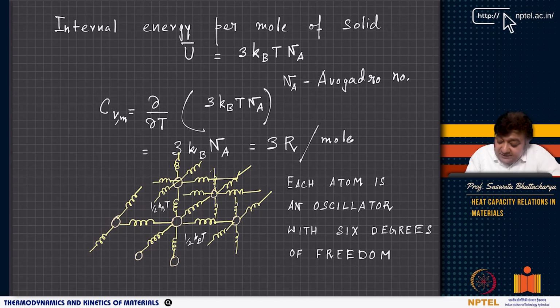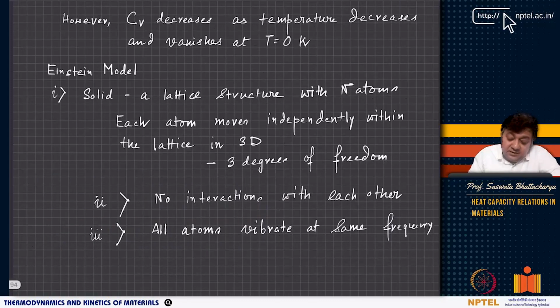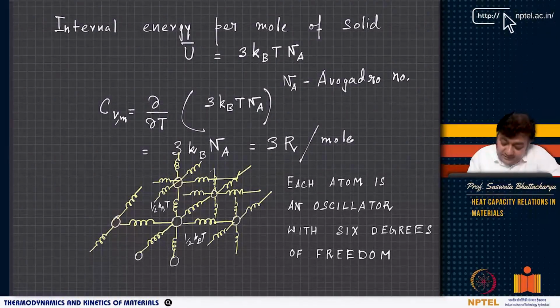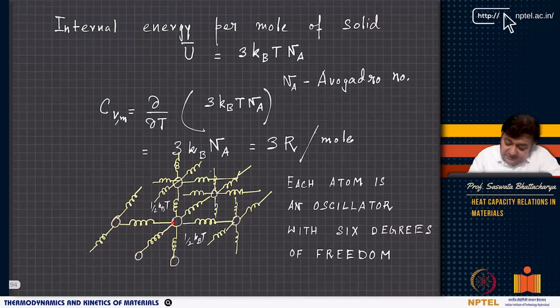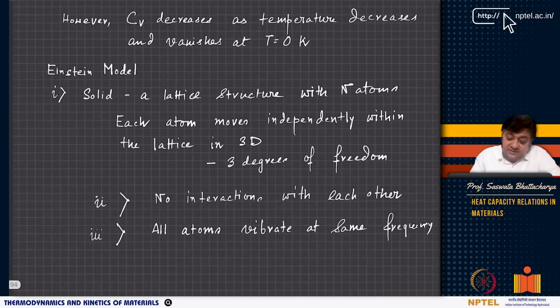Now, as I told you, each atom is an oscillator with 6 degrees of freedom, translational as well as vibrational. On average, you can think of half kBT contribution for each degree of freedom: half kBT, half kBT, half kBT. So in total, with 6 degrees of freedom, it is 3 kB. That is how we are looking at it, with atoms connected by springs in all directions.